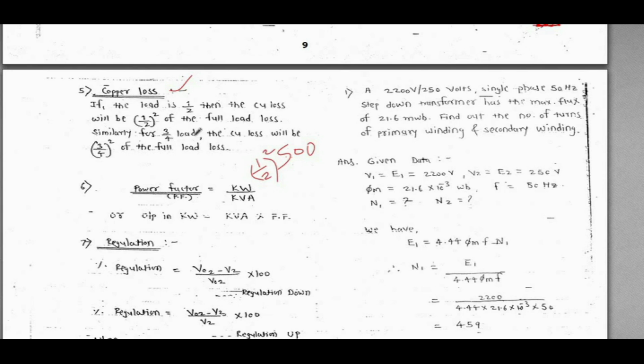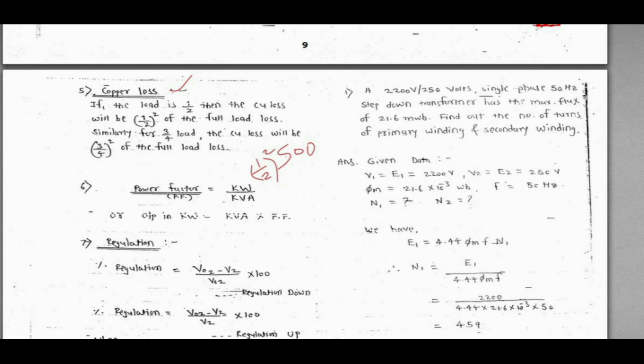Similarly for 3/4 load, the copper loss will be 3/4 square of the full load loss. Okay, if you have to calculate copper loss for 3/4 load, how we can calculate it? 3/4 square of the full load copper loss. Okay, I hope you understood this.